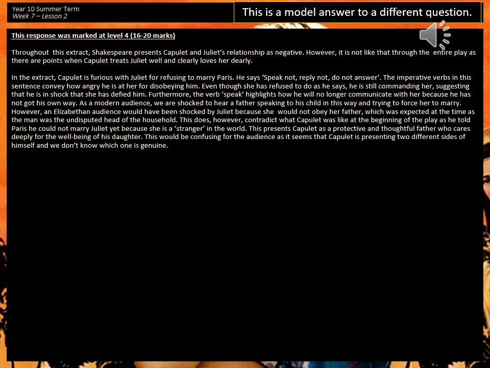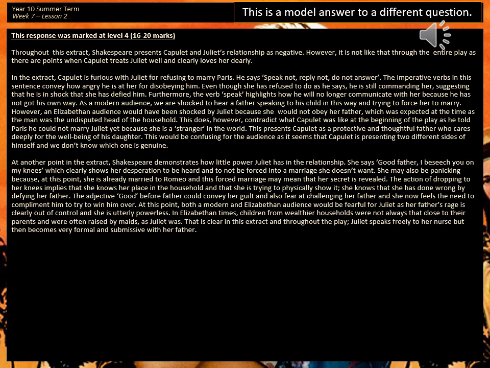At another point in the extract, Shakespeare demonstrates how little power Juliet has in the relationship. She says, "Good father, I beseech you on my knees," which clearly shows her desperation to be heard and not to be forced into a marriage she doesn't want. She may also be panicking because at this point she is already married to Romeo, and this forced marriage may mean that her secret is revealed.